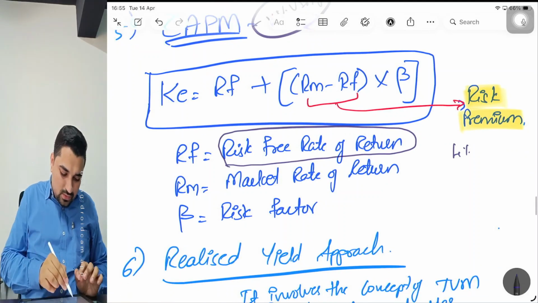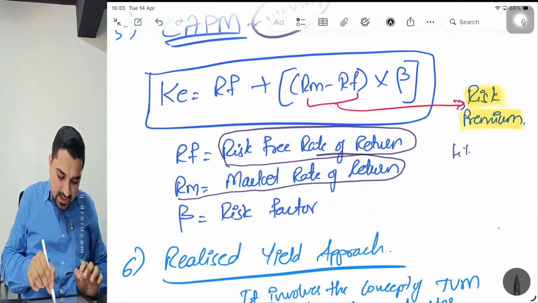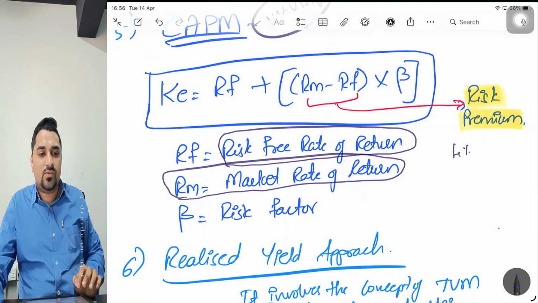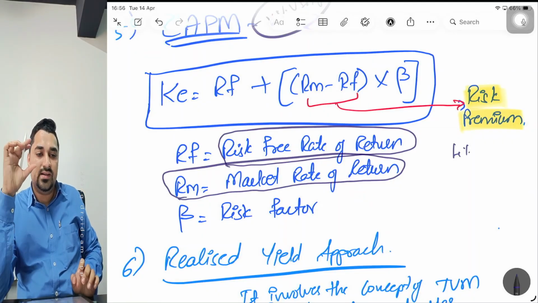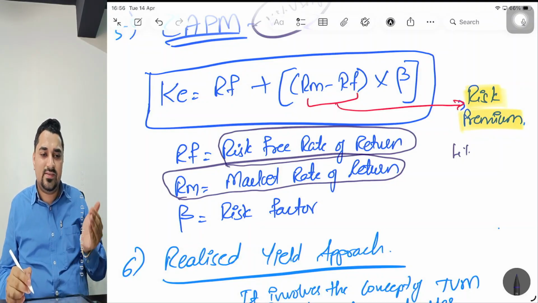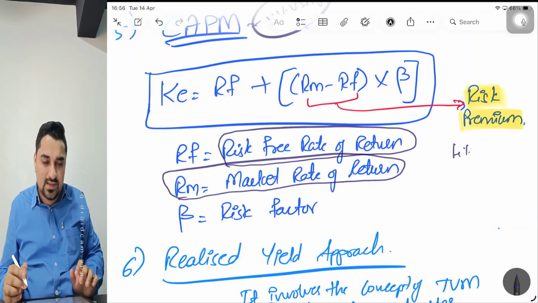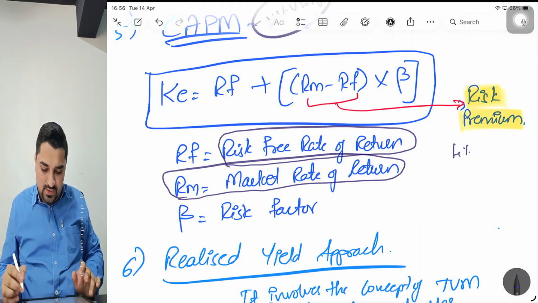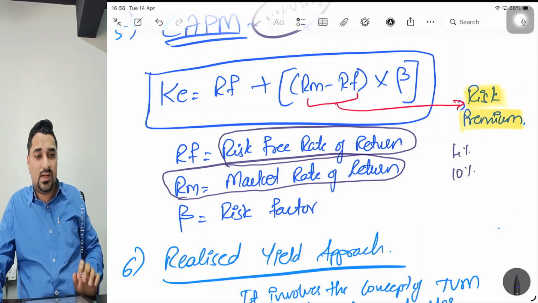Now coming to RM. RM means market rate of return. What is the average stock market rate of return? In real life, the calculations are different. You'll study it in CA Finals. However, from the exam point of view, it will be given. Now I'll say the market rate of return is 10%. Market rate of return is 10%, correct?